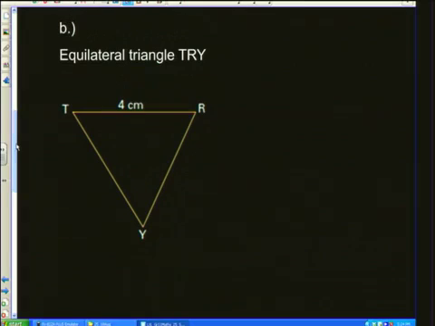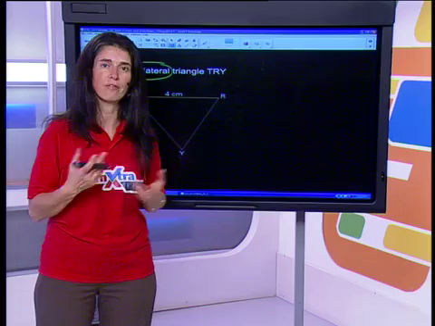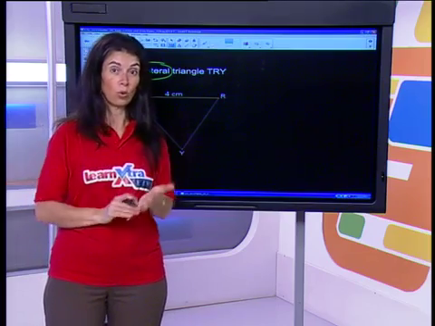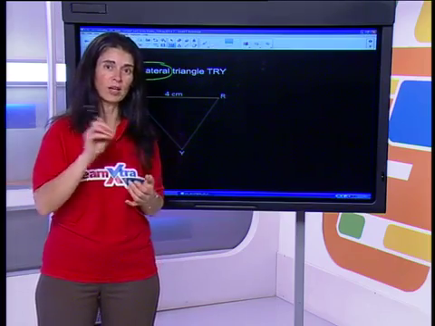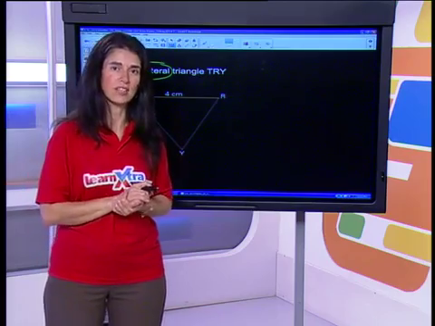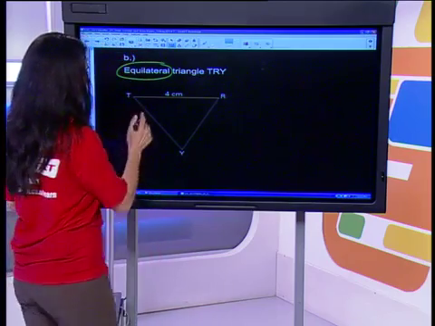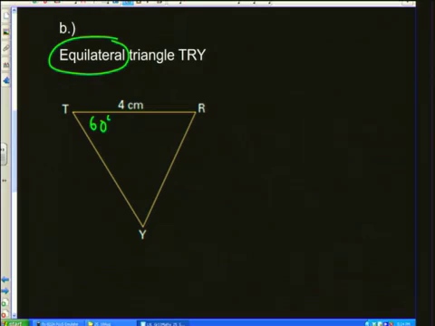Okay, what about the equilateral triangle TRY? Well, what do we know about an equilateral triangle? What can you tell me are the features of an equilateral triangle? All three sides are equal, and all angles are 60 degrees. So let's put that information on the diagram. Each angle is 60, and each side is 4.